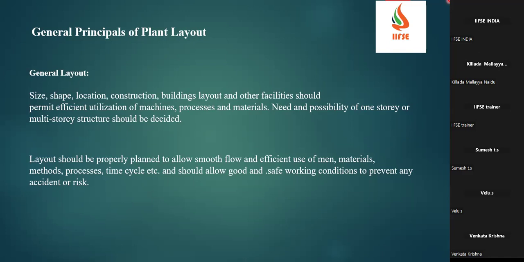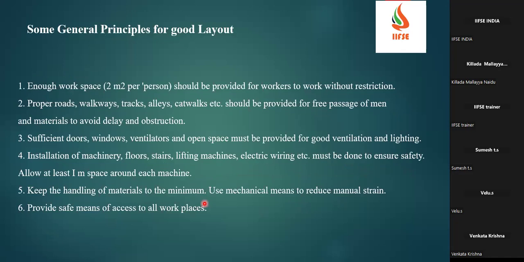Whether it is feasible to use those mechanical equipments, or can I put any conveyor so that I can avoid the man intervention in my material handling process. So all things will come in. Then layout should be properly planned to allow smooth flow and efficient use of material, methods, process, time cycle, etc. And should allow good and safe conditions to prevent any accidents. So whatever example I gave is best suited to this paragraph 2. So the flow should be in such a way that we can use effectively all the materials, methods, etc.